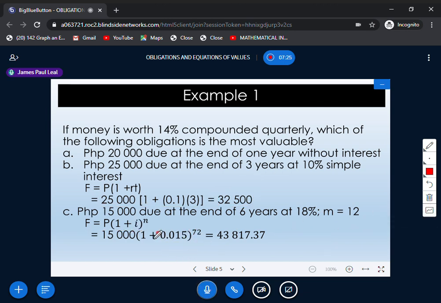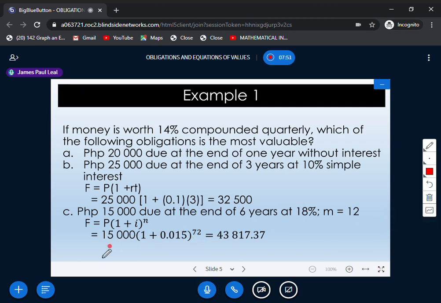And for your n, we all know that n is equal to m times t. Your m is equal to 12 and your time is equal to 6, as you can see here. So 12 times 6, you will have 72. So all you have to do is plug in the corresponding values. You have your i, which is 0.015, and your n is 72.